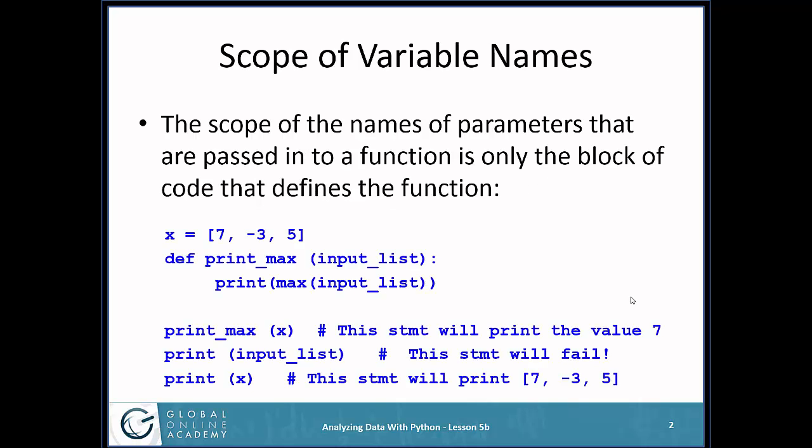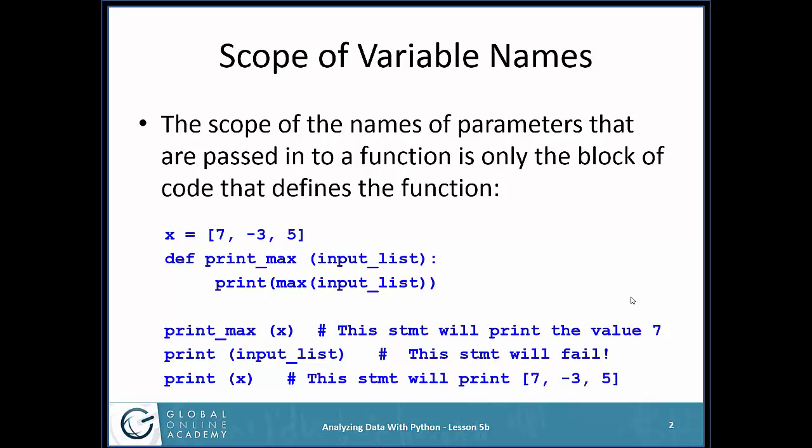The scope of the names of parameters that are passed into a function is only the block of code that defines the function. So let's take a look at this example. x equals the list 7, -3, 5. So I've got a variable called x. It's type list, has a length 3.